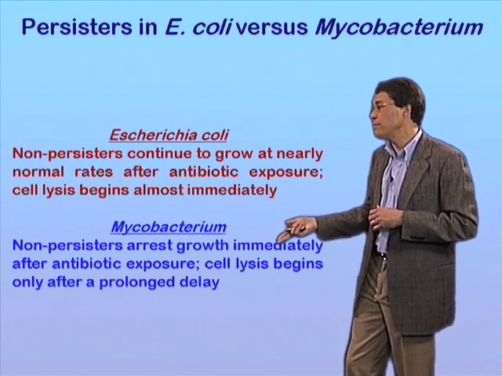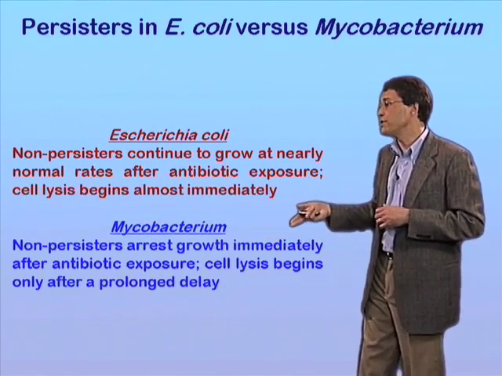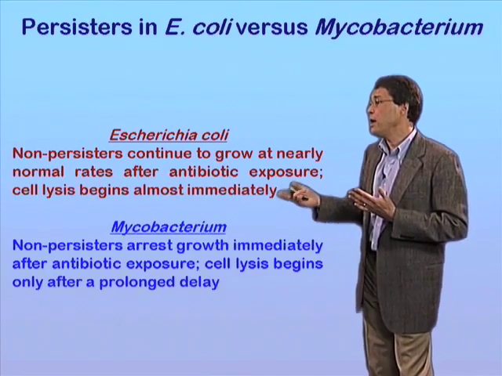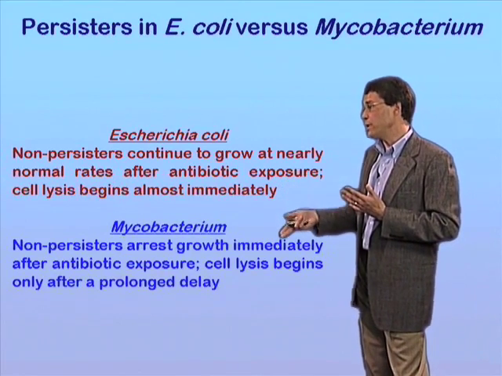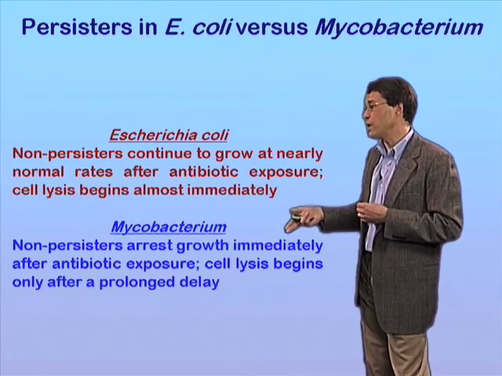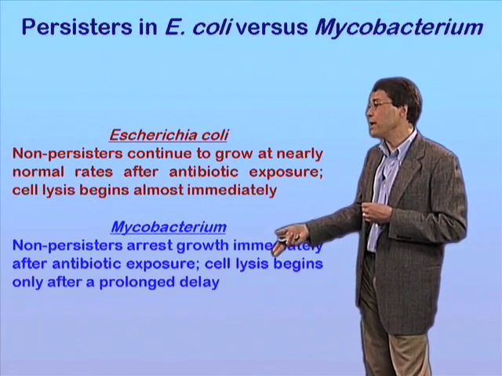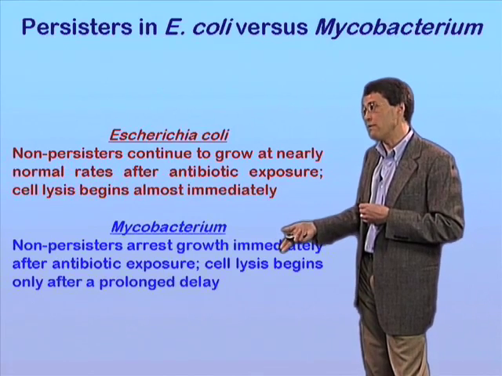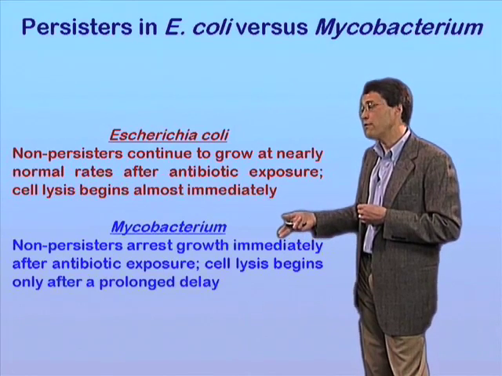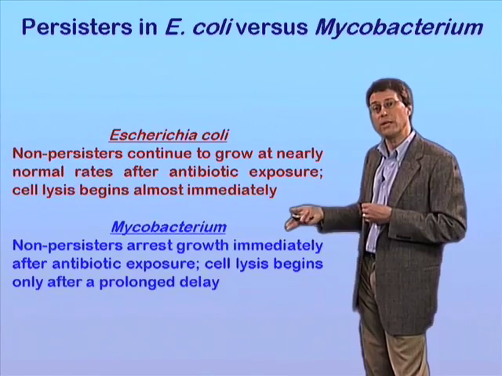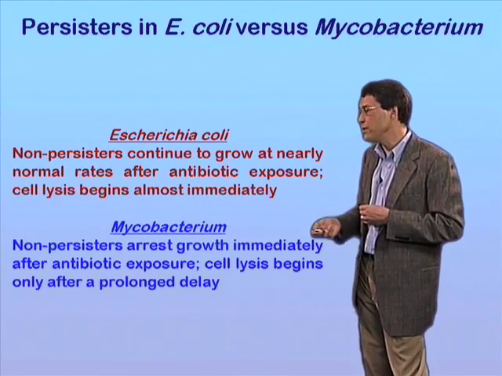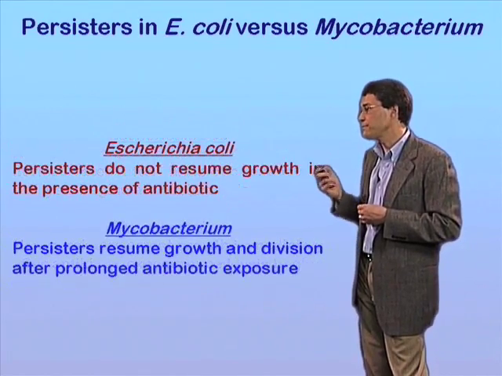In contrast, in mycobacteria, the non-persisters, that is the bulk of the population, arrest growth really within minutes after exposure to this drug, isoniazid. So it's a very rapid response to the drug. But then cell lysis begins only after quite a prolonged delay of about 24 hours or so after initial exposure to the drug. So it's a completely different, really opposite response to drug exposure.